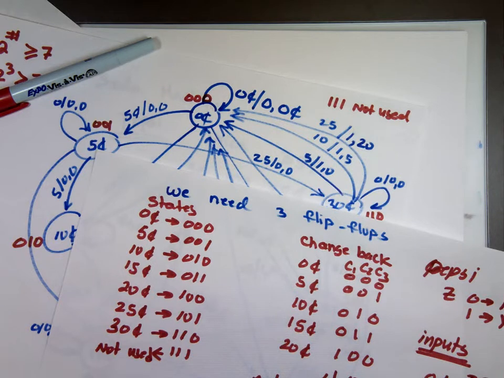Digital Logic. Is there a soda machine here? It's an Excel. Bless you.